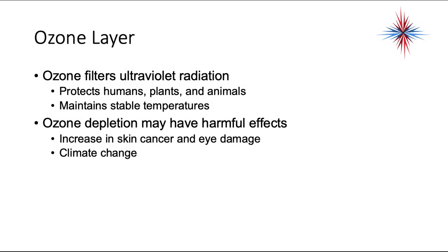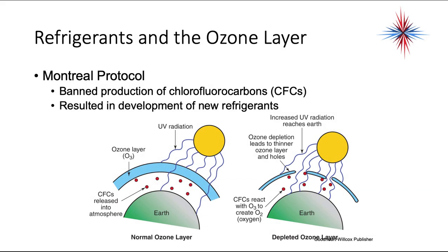So the ozone layer filters ultraviolet radiation. It protects humans, plants, and animals, and it maintains stable temperatures. Ozone depletion may have harmful effects. It causes an increase in skin cancer and eye damage, and it also causes climate change. So the Montreal Protocol banned the production of CFCs, chlorofluorocarbons, and resulted in the development of new refrigerants.